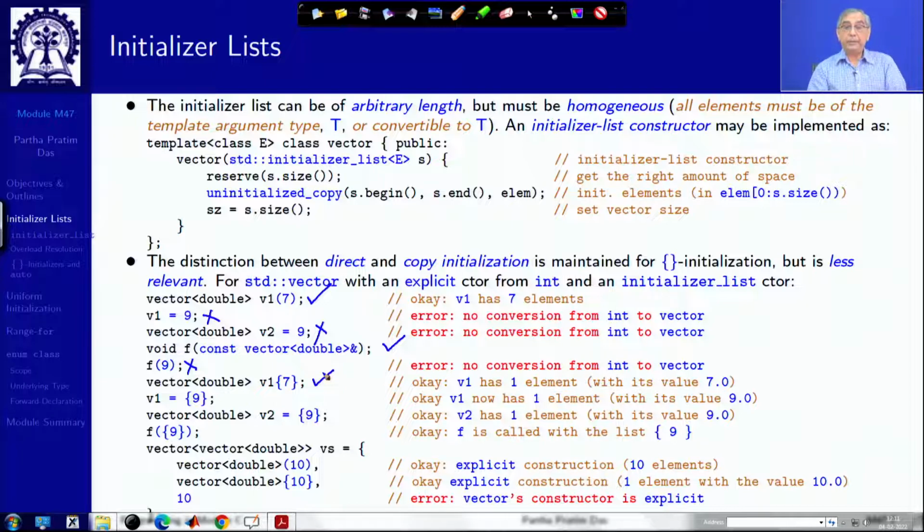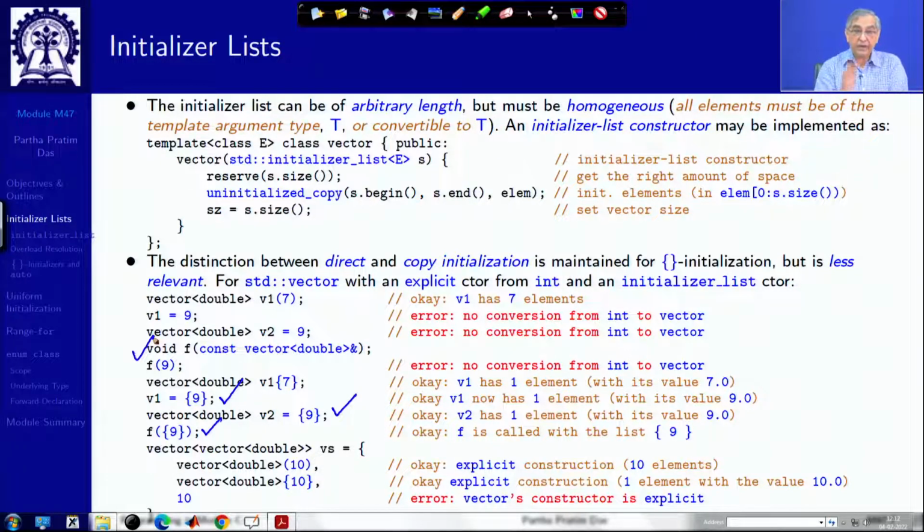What does it do? I am doing an initializer list of length 1 having the value 7. So, this will invoke the initializer list constructor and create a vector having the value 7. I have given the underlying type as double, so this will implicitly convert that to 7.0. So, that is the use of the initializer list in construction. Similarly, this will give a vector with one element, value 9.0. Similarly, here this will call f with the list containing 9.